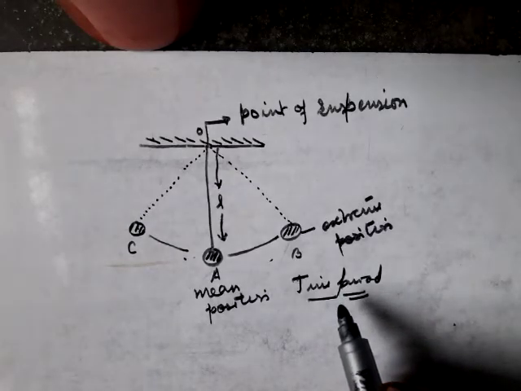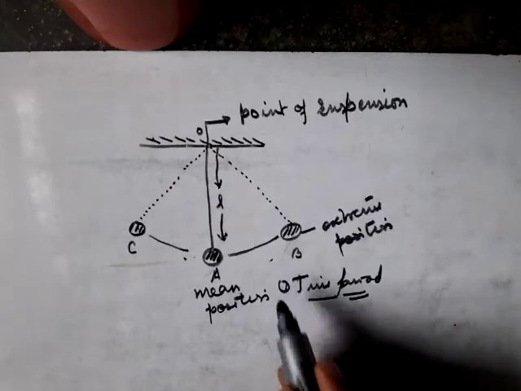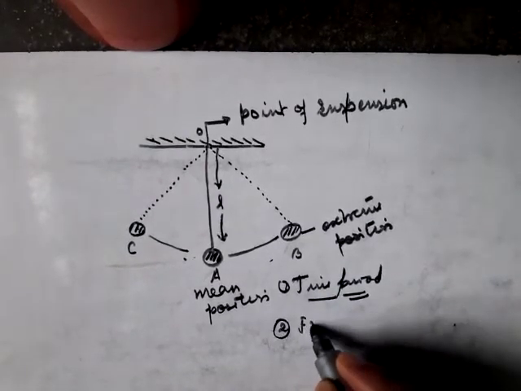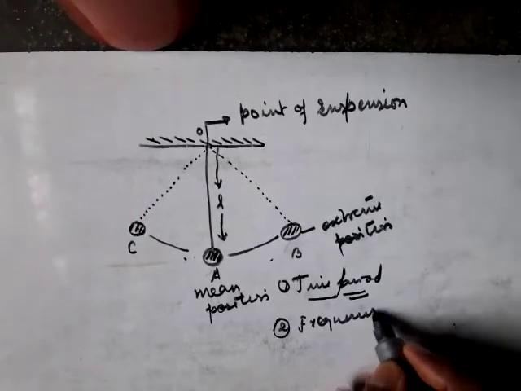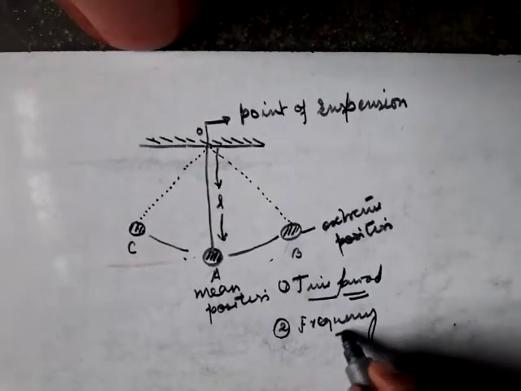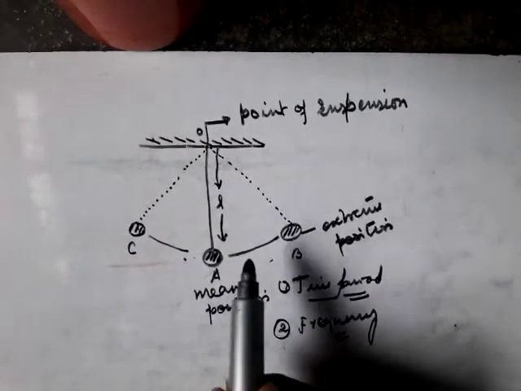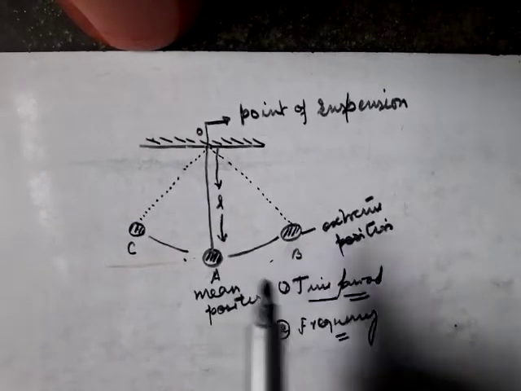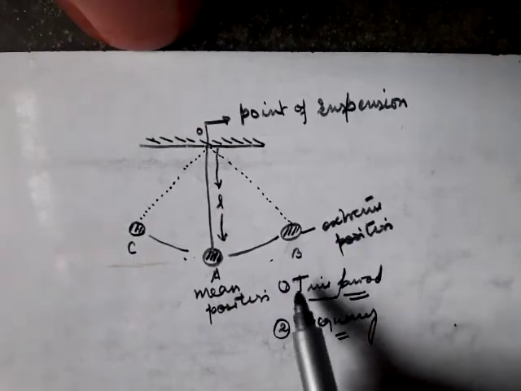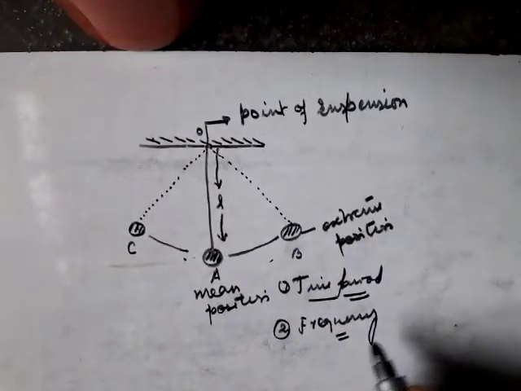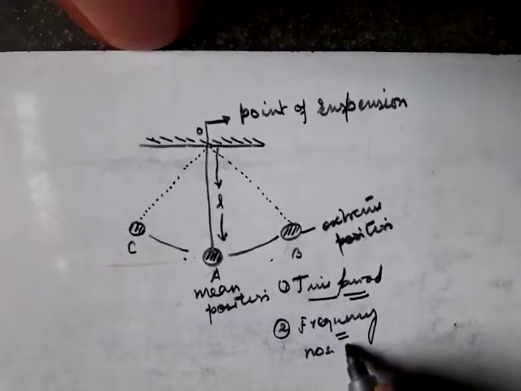And what is the frequency? The first term is the time period, the second term is the frequency of the simple pendulum. What is the frequency? Frequency is nothing but a number, the number of oscillations, unlike the time taken to complete one oscillation.